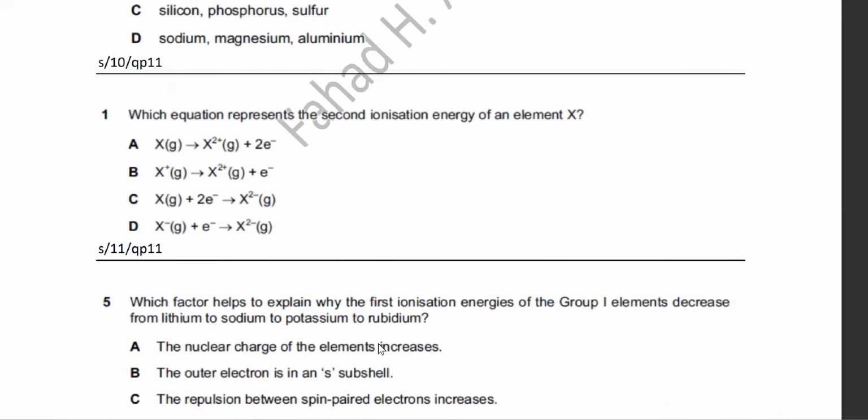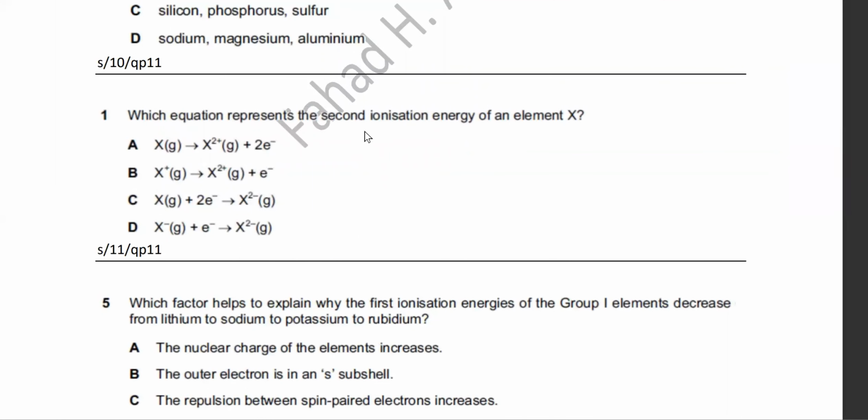Firstly, although this one is a straightforward one: which one is the second ionization energy of an element X? Which equation is the correct one? B. Okay, so it's going to be B. 1 electron has already been lost, and you're removing the second one. So your starting point is +1, and now you're forming 2+.